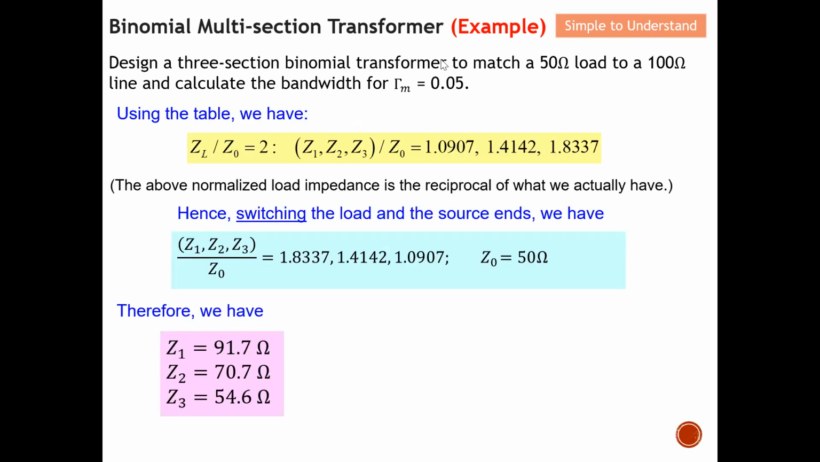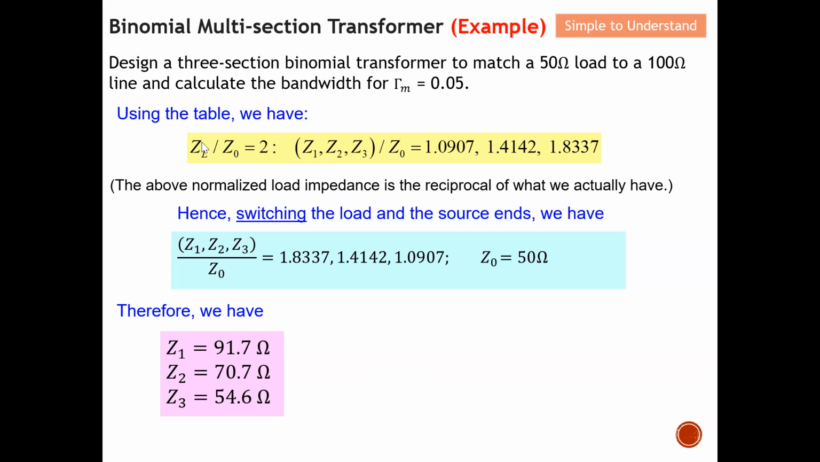This will be the same example that I mentioned earlier on. Basically, the example tasks us to design a 3-section transformer, which means that n equals 3. Again, it will be the same: match a 50 ohm load to a 100 ohm transmission line. I have not calculated the bandwidth, so this part I will do at the last part, how to calculate the bandwidth for this maximum reflection coefficient of 0.05.